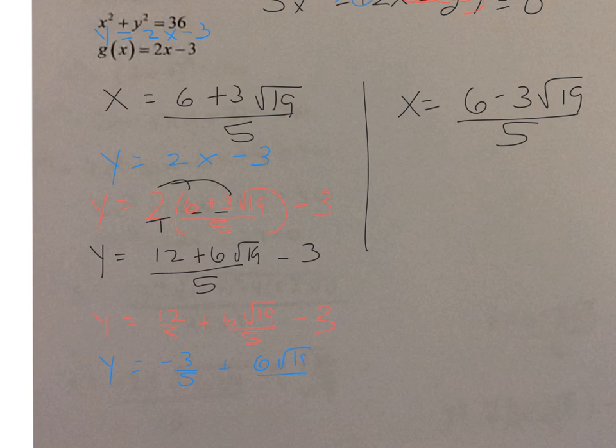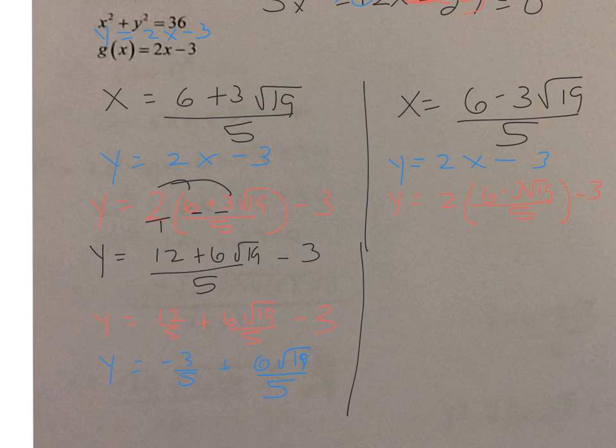All right, now we have to move on to the other side over here and plug in this x, which, notice that these are conjugates, right? The sign in the middle is different. So I am going to plug it into y is equal to 2x minus 3. So I get y is equal to 2 times (6 minus 3 the square root of 19) over 5, and then I have minus 3.